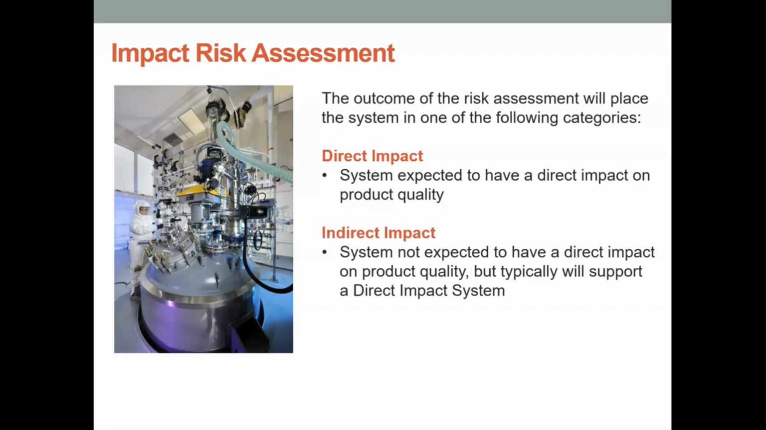Indirect system. So systems not expected to have a direct impact on the product quality, but will support a direct impact system. So that might be the likes of your HVAC system, potentially, your purified water system, your heating jackets, things like that may be ancillary but will have an impact on the product regardless.